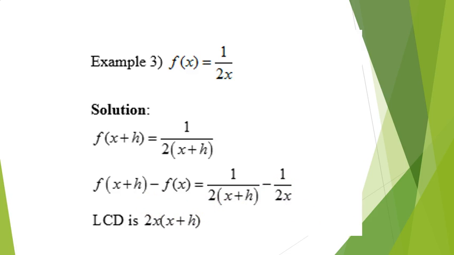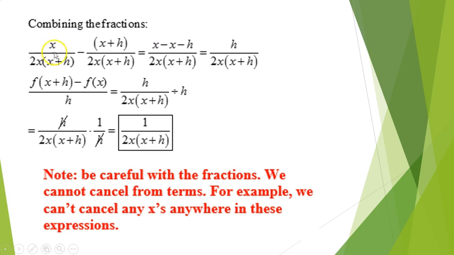So, changing those two fractions to have the common denominator, we'll have x over the common denominator minus quantity x plus h over the common denominator. And here we can, in the numerator, use distribution. We'll have x minus h all over this denominator. Numerator turns out to be h over 2 times x plus h.